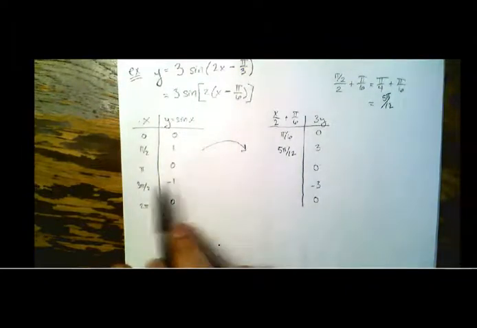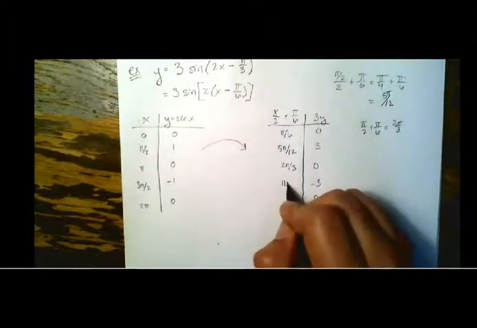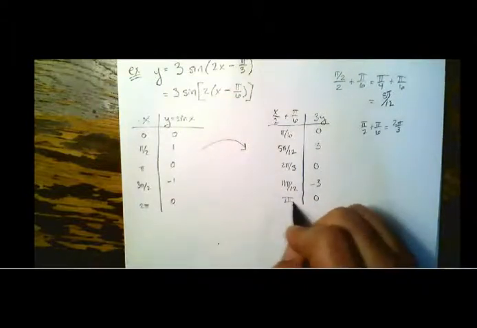Now let's try it for pi. Pi divided by 2 is pi over 2 plus pi over 6. What is 1/2 plus 1/6? That's 2/3. So this is 2 pi over 3. So continuing on, you can check that these values are correct. This would be 11 pi over 12. And then this value would be 7 pi over 6.